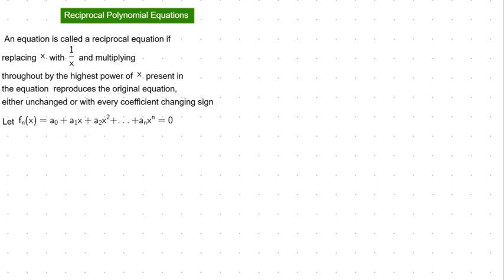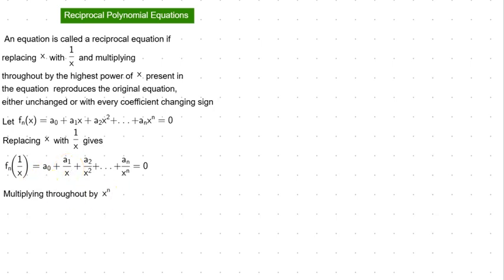So let's see what this means. We have this polynomial equation, f sub n of x equal to this polynomial equal to 0. Replacing x with 1 by x gives f sub n of 1 by x is equal to a sub naught plus a1 by x plus a2 by x square plus dot dot dot plus a sub n by x to the power of n equal to 0. So basically what are we doing here? We are applying the reciprocal transformation.